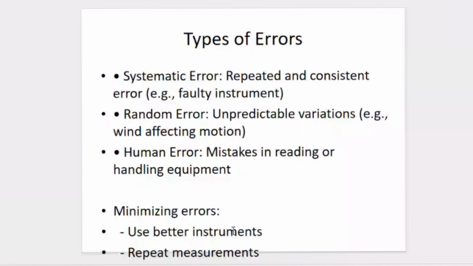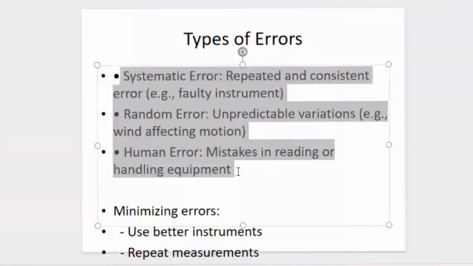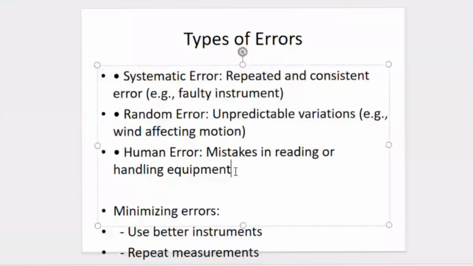So for errors now, we have different types of error. We have systematic error, random error, and human error. These are basically the major types of error that people mostly talk about. The first one is systematic error. Systematic errors are repeated and consistent errors. They are usually caused by faulty instruments.